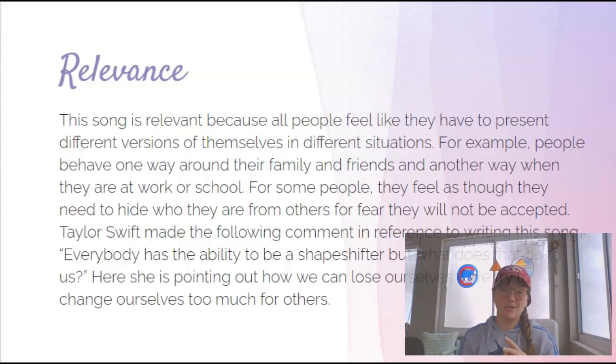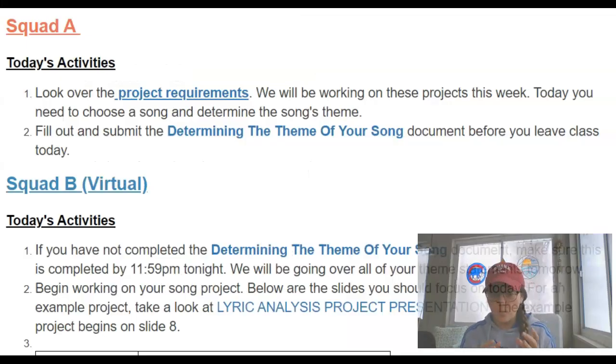Now, I do want to take a minute to go through how to come up with your theme, because that's going to be the first thing you're going to want to do, because then you're going to decide how each piece of figurative language contributes to that theme. So for this part of your project, you're going to want to reference the determining the theme of your song document. Now, if you're in Squad B, if you were present in class on Friday, you've already at least started this, but you can watch this as a quick refresher. If you're in Squad A, you probably have not done this yet. So take a minute, go ahead and click on where it says determining the theme of your song and make a copy of that document.